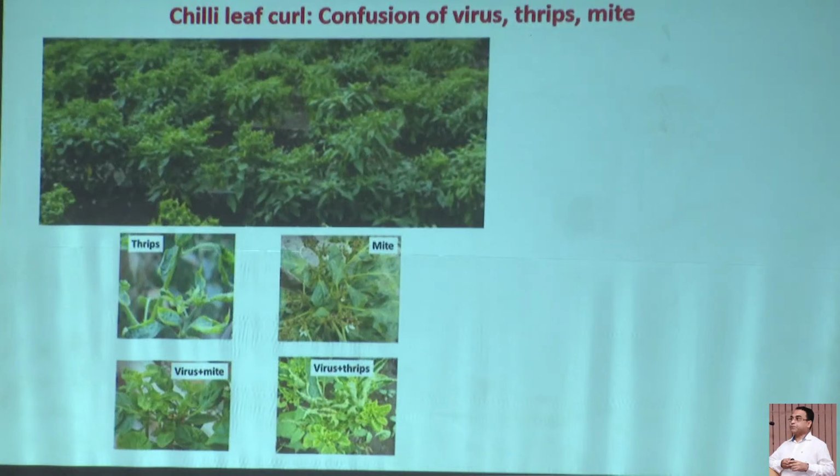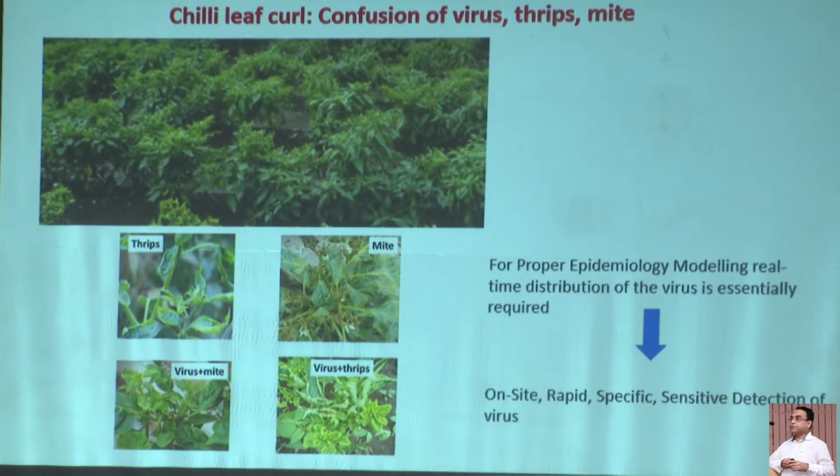Here I'd like to tell you about some of the work we are doing in this direction. We are working on chili leaf curl virus disease, but you can see below that when the plant is infected by thrips, then also you will get similar kinds of symptoms. So just by looking at the symptoms, you cannot tell whether it is due to a virus infection, thrips infection, or mite infection. For proper epidemiological modeling, we need a real-time distribution of the viruses, that at that point of time how many samples are actually infected with the virus. Then we can correlate with the environmental parameters and everything.